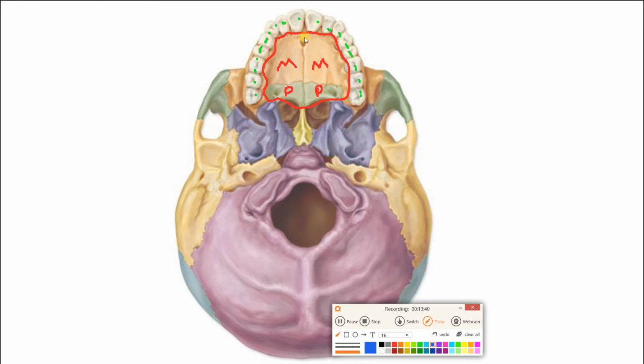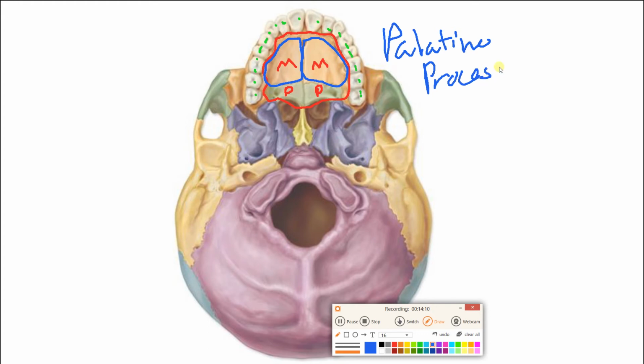And right here, we've got, I'll circle both of them. These are the 2 horizontal plates. Whoops, I didn't mean to say horizontal plates. I meant to say palatine processes. I'm getting ahead of myself. I'm jumping on to the next bone already, thinking about what I'm going to talk about next and actually saying it. So each of those things is a palatine process of the maxillary bone.